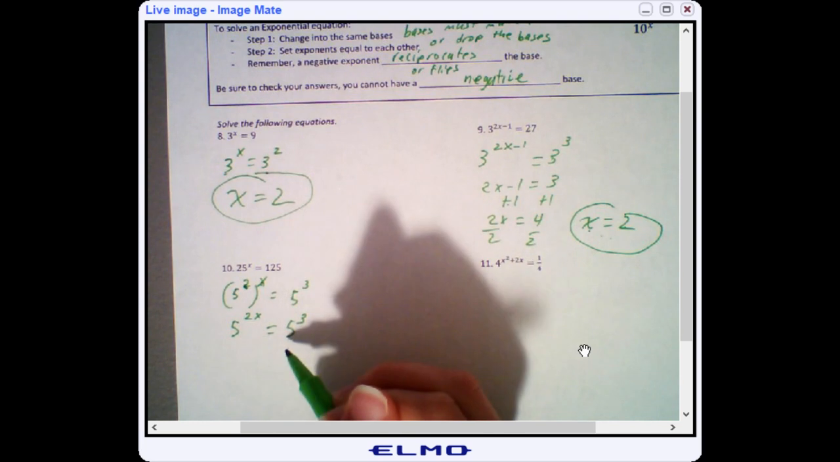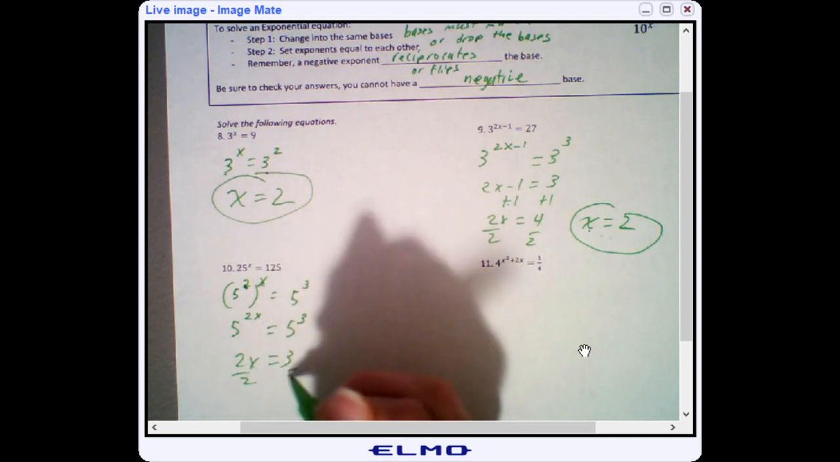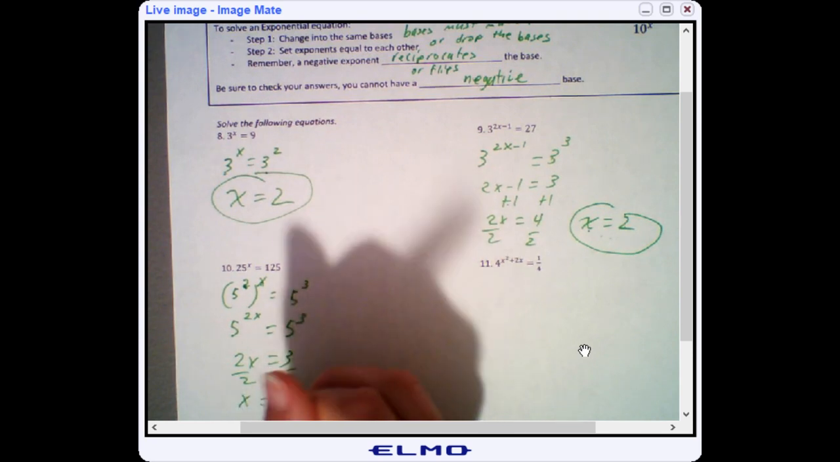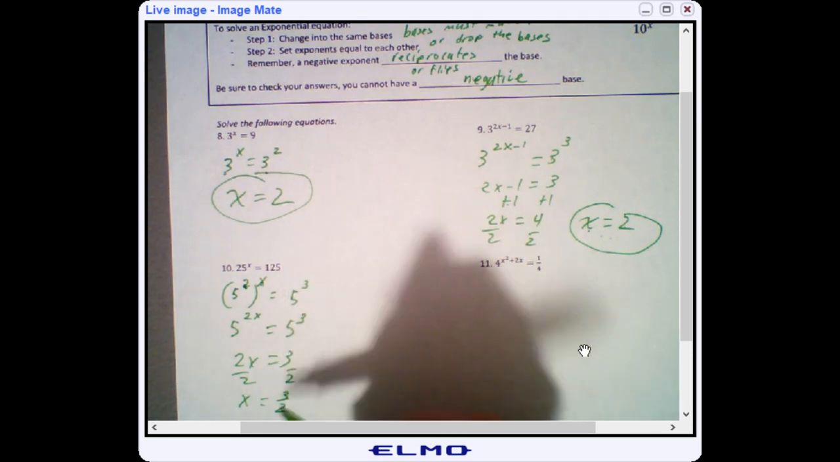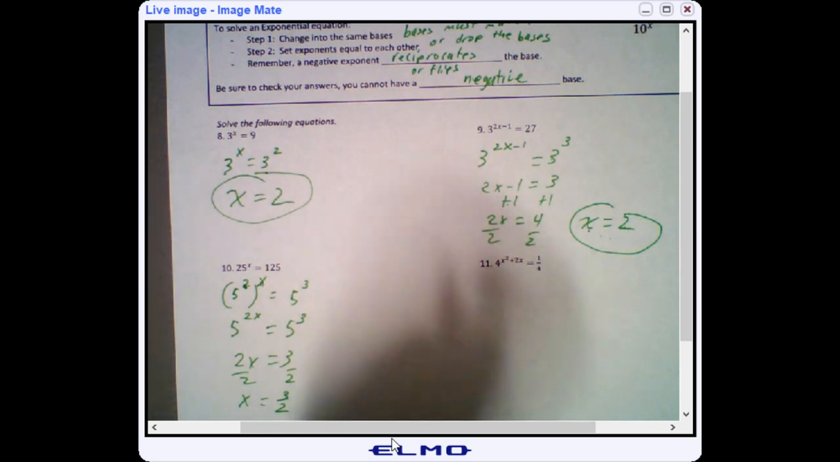Bases match, so I drop them. So I'm going to say 2x equals 3, divide by 2. So x equals 3 halves. And I would just chuck this into Desmos, actually. I would take the 3 halves and put it where x is and make sure 25 to the 3 halves power, is that really 125? When I check down in Desmos, it does check out. So that is my answer.